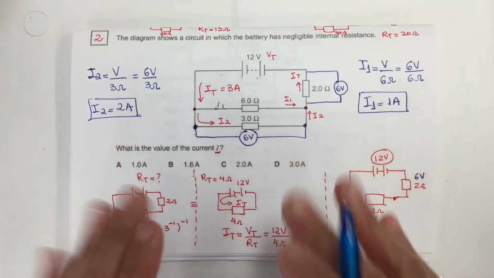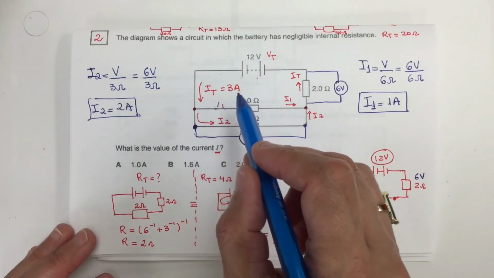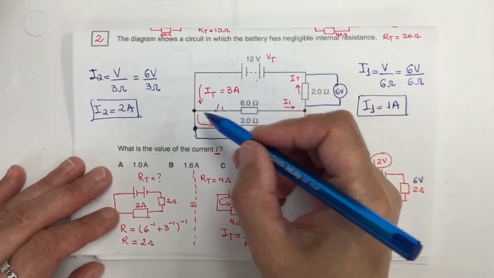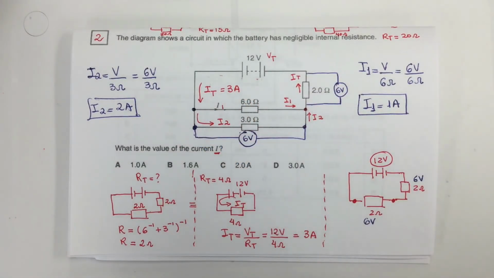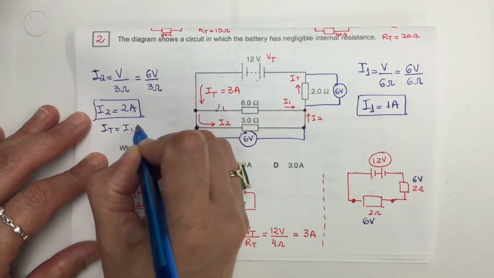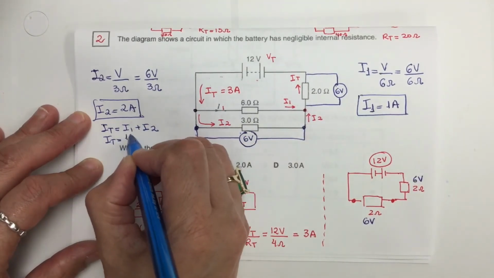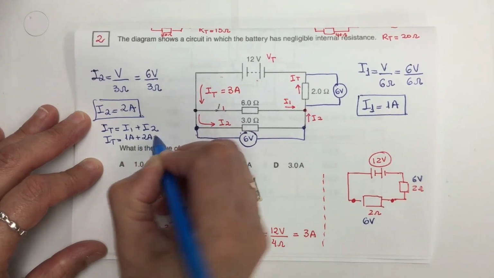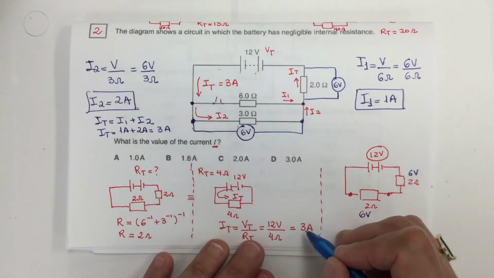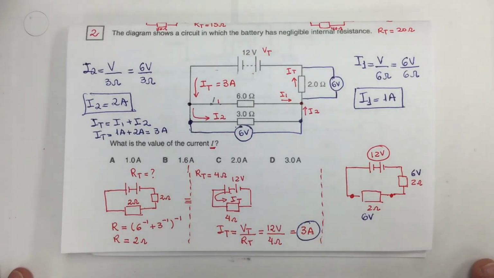But I still don't know yet. But I do know that my total current is 3 amps. So right here on this joint, the currents that enter are equal to the sum of currents that leave the joint. So here we have IT is I1 plus I2. So my IT, I1 is 1, I2 is 2, so it is equal to 3 amps, which is the same value as the one that I calculated using a different way to solve this.